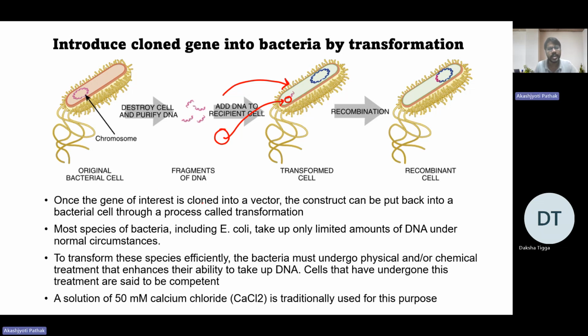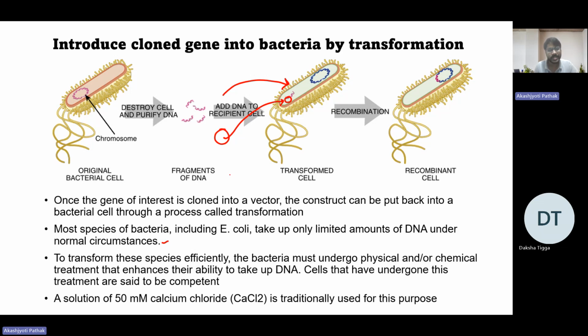So once the gene of interest is cloned into a vector, the construct can be put back into the bacterial cell through a process called transformation. Most types of bacteria, including E. coli, take up only limited amounts of DNA under normal circumstances.